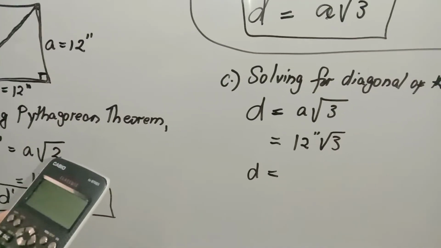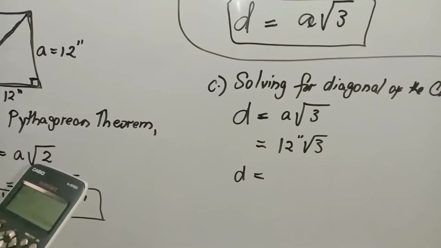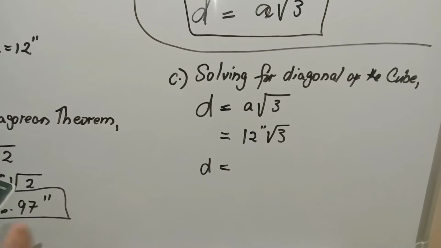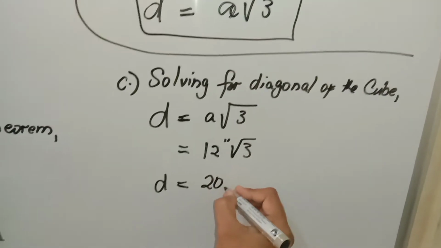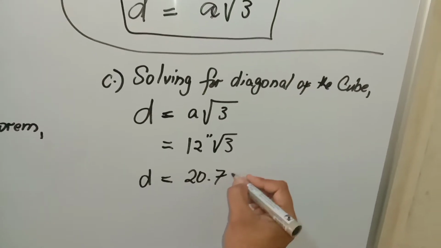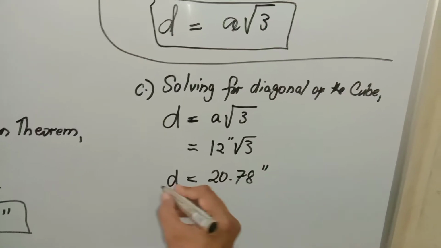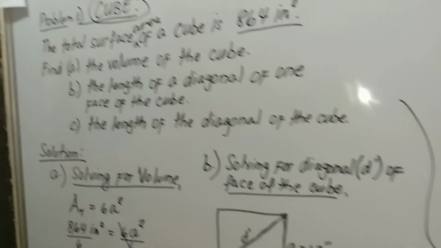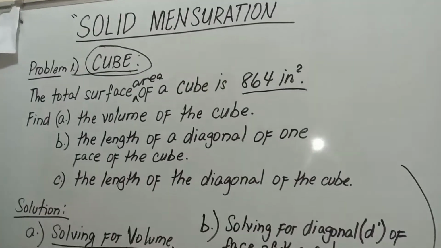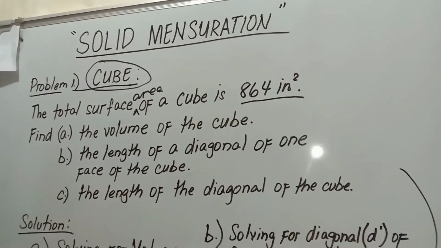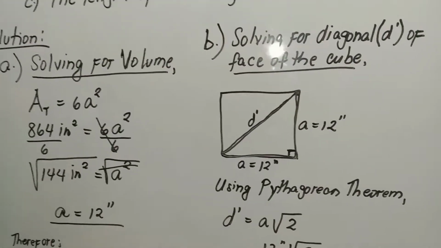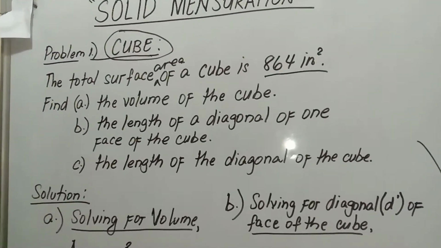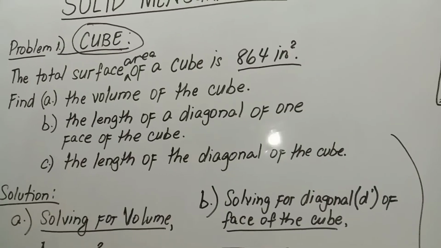Okay. Square root of 3 times 12 inches is equal to 20.78 inches. Okay. So this is the value of the diagonal of the cube. So guys, I hope you understand our topic regarding cube from solid mensuration. So I will give you another example word problem related to a cube.